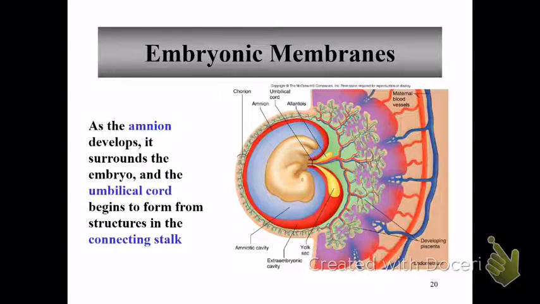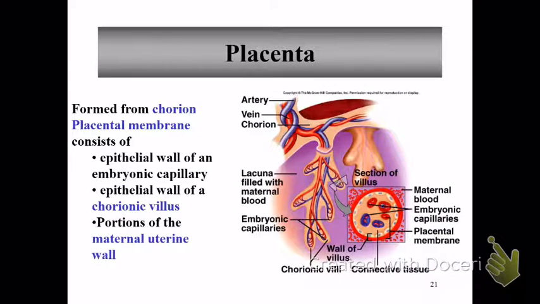Okay, as the amnion develops, it surrounds the embryo and the umbilical cord and begins to form structures in the connecting stalk. Okay, so now we're going to zoom in and talk about the placenta. We know that's how the baby gets its nutrients and food, and we know that it can implant anywhere. It's formed from the chorion. Placental membrane consists of, so this is what it's got, epithelial wall of an embryonic capillary. You want to know that.